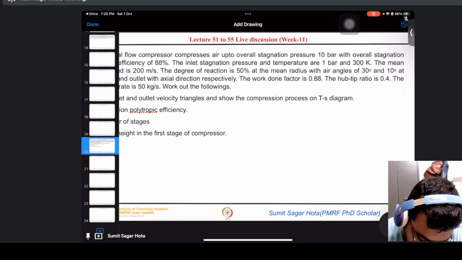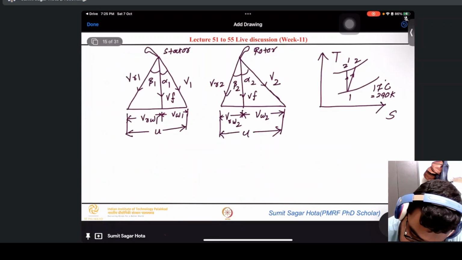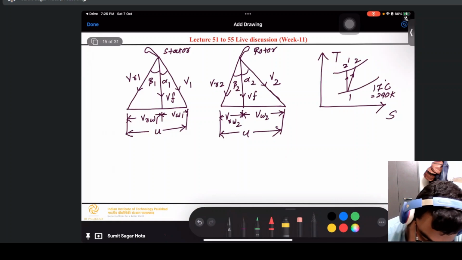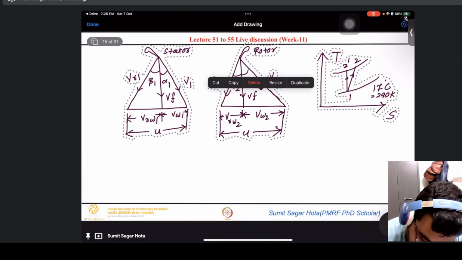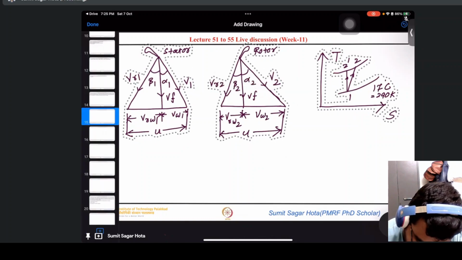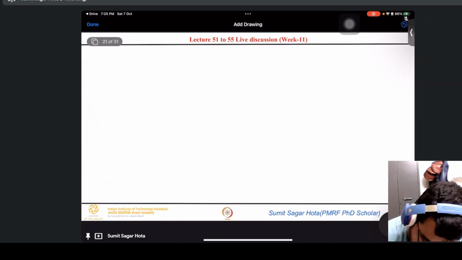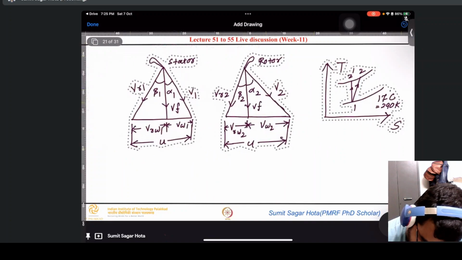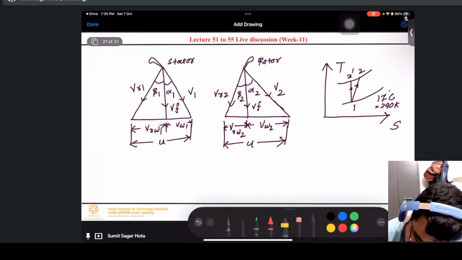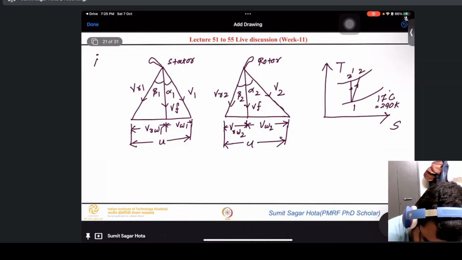So the first bit we will directly take from our previous question. This is your velocity triangle and your TS diagram. This is the first question answer.